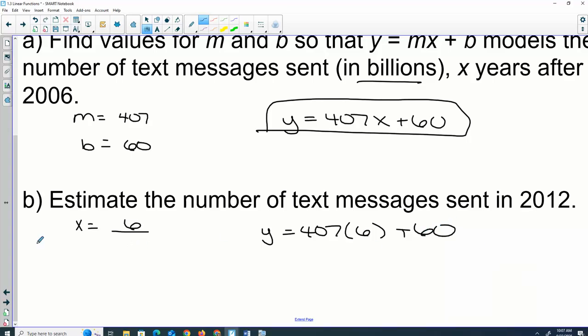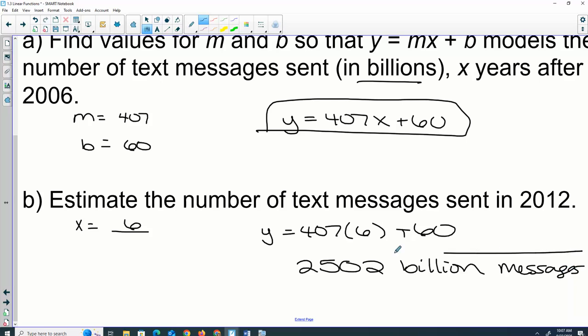Alright, grab calculator if you need to. If you don't have one, go ahead and get it. What would my units be? That would also be correct. Questions on that one?